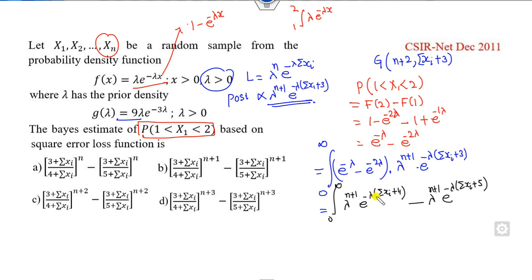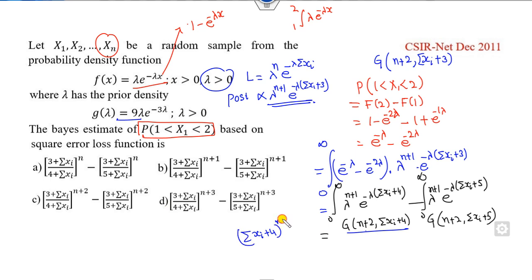Now if you look at 0 to infinity, what is that? It's a gamma distribution. So once you take this as a gamma distribution, it will be gamma of n plus 2 and this expression, which will again be n plus 2 of summation x i plus 5. Then if you divide it by the gamma of this, you can check any of the expressions which involve this power n plus 2. Is there any term which involves it here? You can see this is the right answer of this problem.